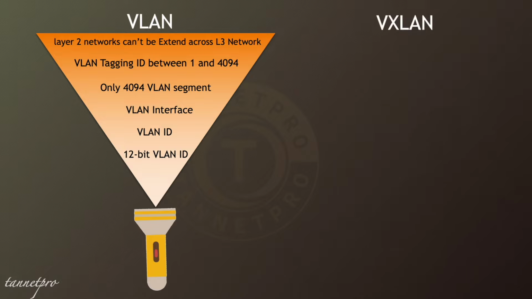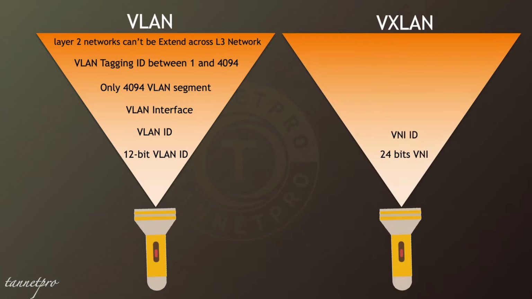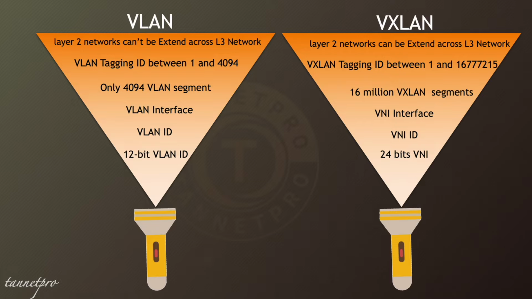Now, VXLAN provides a 24-bit VNI; we use the VNI ID and VNI interface. Yes, 16 million segments we can create. It's huge. The VXLAN tagging ID is between 1 and 16777215, so you can understand how many VNI IDs you can create. And layer 2 networks can be extended across L3 networks. This is a great achievement. VXLAN is one of the data center overlay technologies. So you can treat this slide as a comparison of VLAN and VXLAN. Let's go to the next slide.